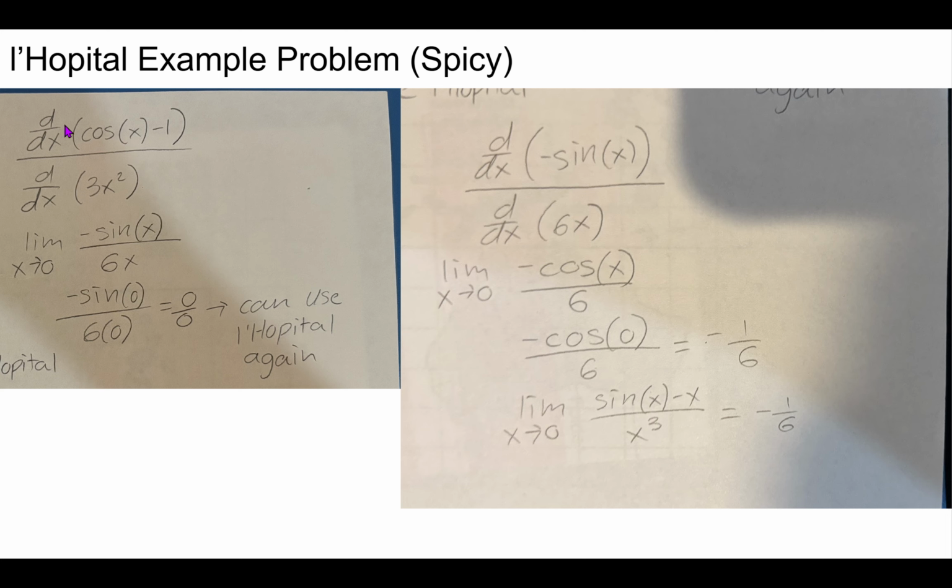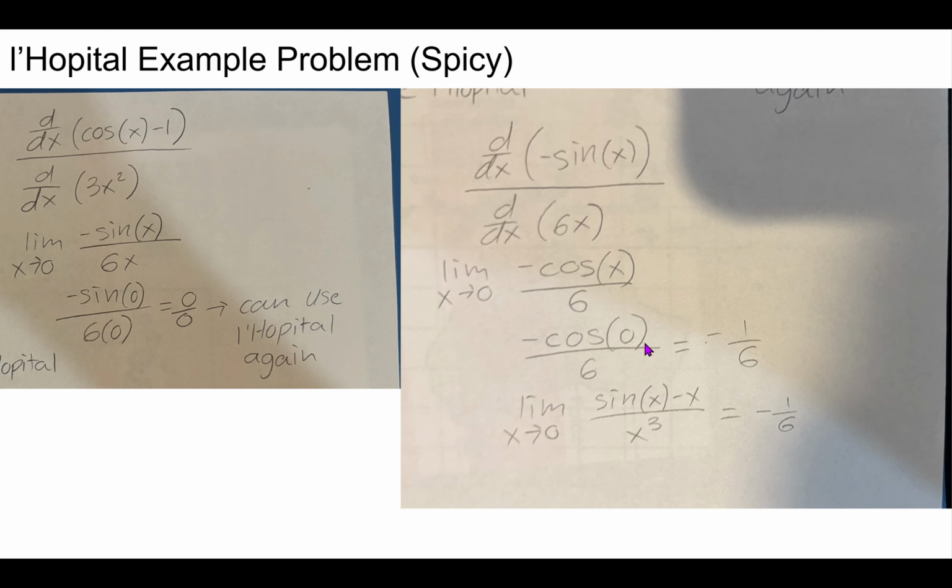We take the derivative of our previous equation, which was derivative cosine x minus 1 divided by derivative 3x squared. So now our new equation is the limit as x reaches 0, negative sine x over 6x. But once again, we get 0 over 0 for our answer. No problem, we can use that again. Derivative of our previous negative sine x divided by derivative of our previous 6x. So now we have the limit as x reaches 0, negative cosine x divided by 6.